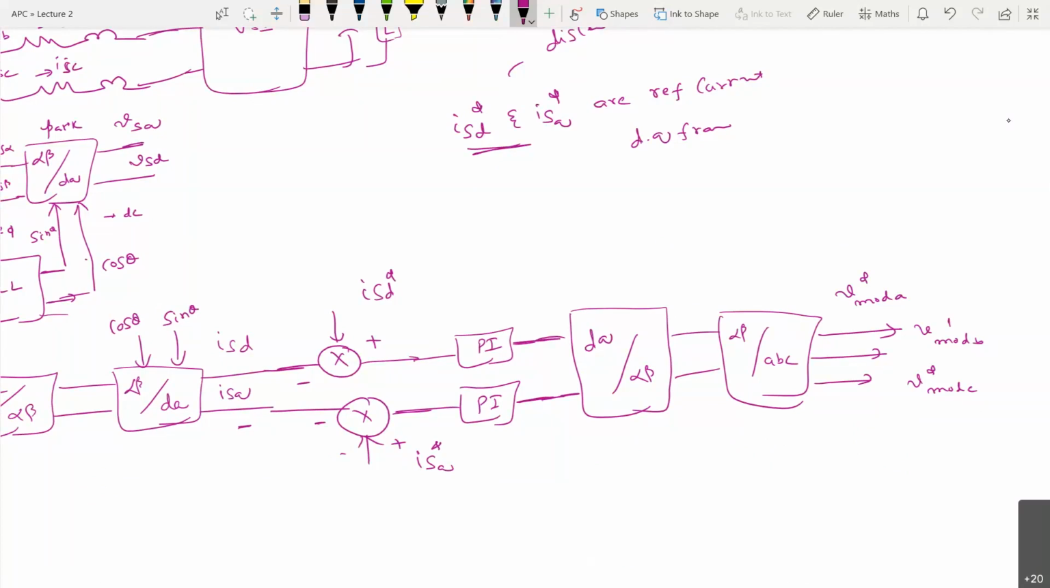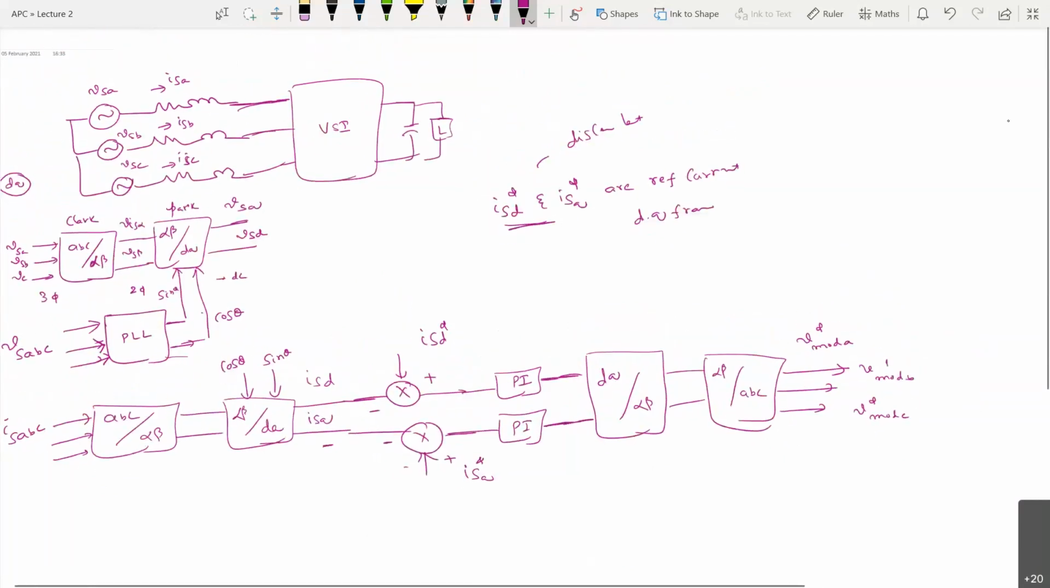It's clear? Right, so everything is the same. Whatever we did earlier, we did in the ABC reference frame. Now we are doing the same thing in the synchronous reference frame, or this DQ reference frame.